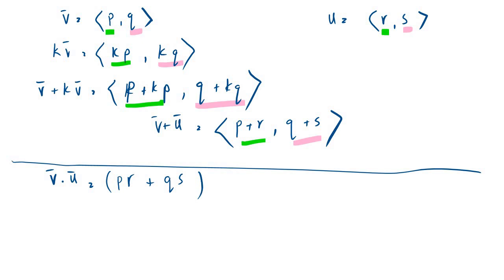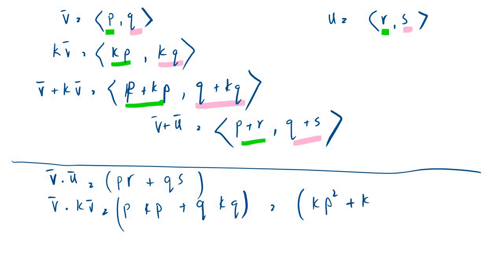Now let's look at the dot product of V dot KV. So that will be P times KP plus Q times KQ. So that would be KP squared plus KQ squared. So that would be a scalar product. Let's do one more dot product.